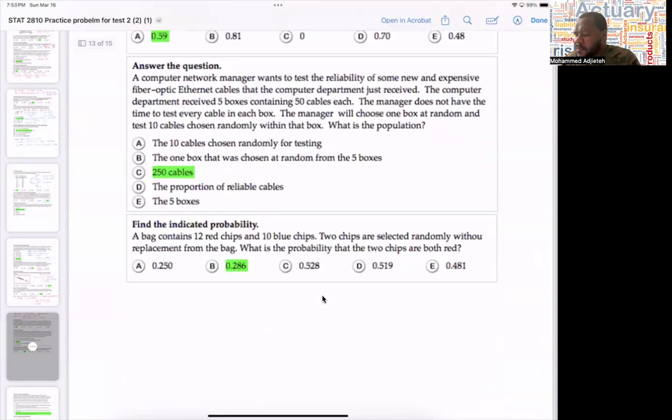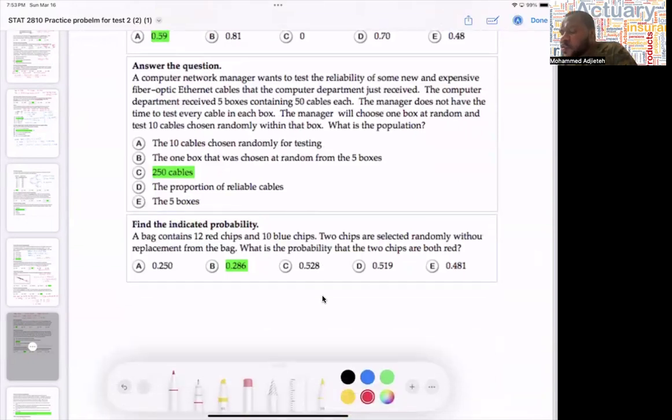Let's get to this one here. We are told that a computer manager wants to test the reliability of some new and expensive fiber optic Ethernet cables that the computer department just received. The computer department received 5 boxes containing 50 cables each. So that means that we have 5 boxes: 1, 2, 3, 4, 5. And then each box here has 50 cables. Same thing for all of them.